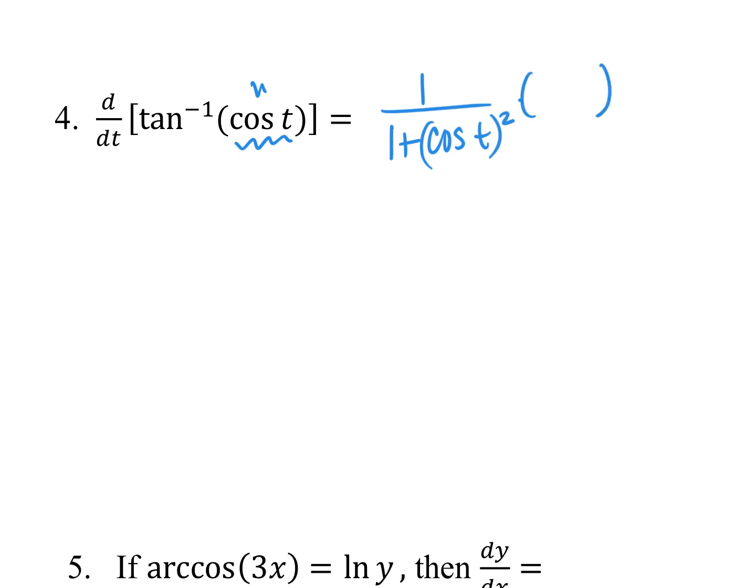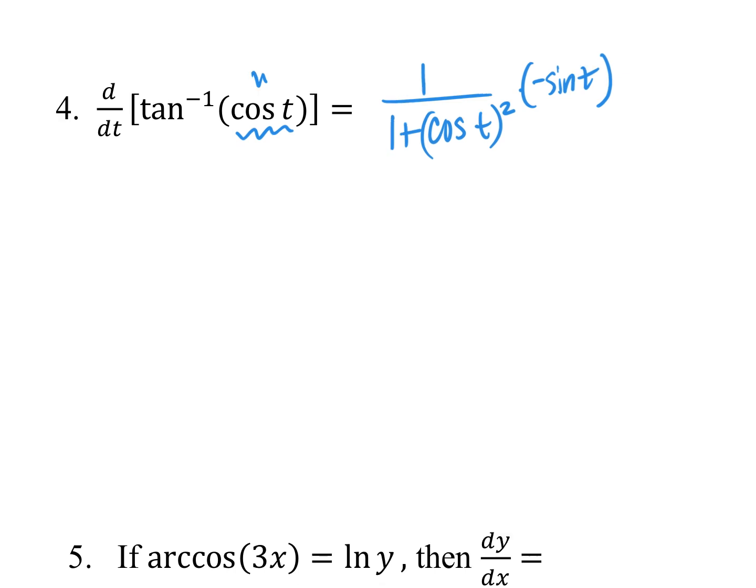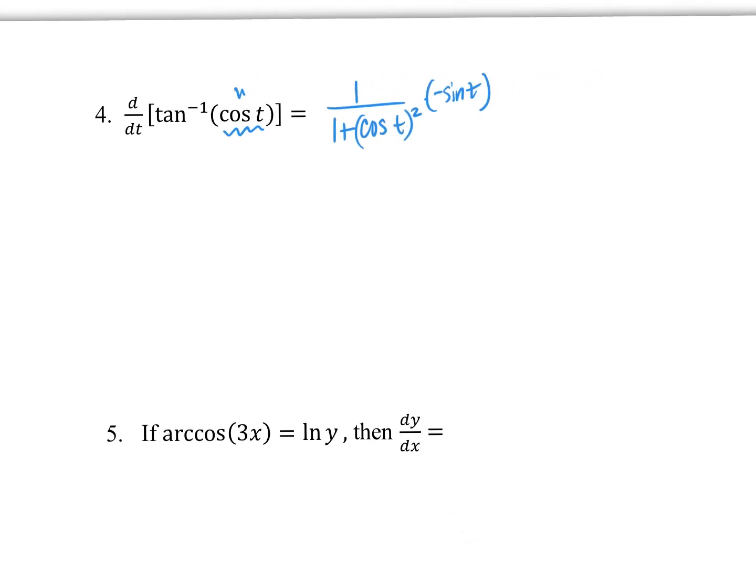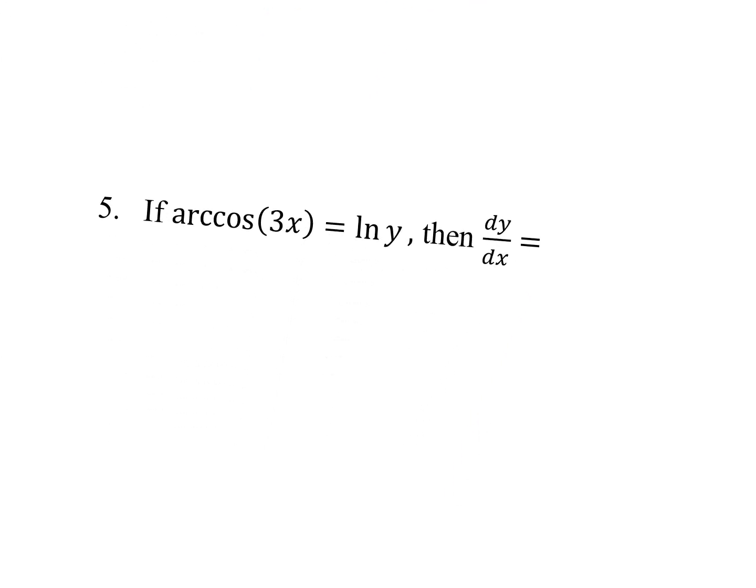For a piece of candy, what's going in my parentheses? Just a negative sine of t. We done with this one? We're done. T is a variable. Okay, right? Let's do this guy.